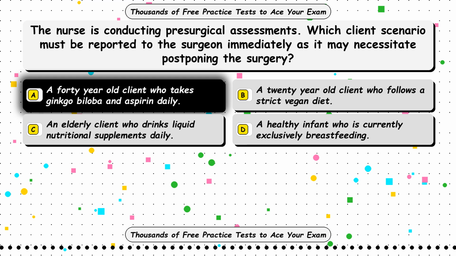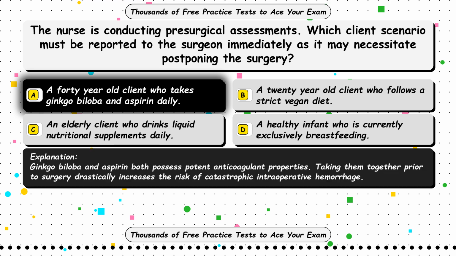The correct answer is option A. A 40-year-old client who takes ginkgo biloba and aspirin daily. Ginkgo biloba and aspirin both possess potent anticoagulant properties. Taking them together prior to surgery drastically increases the risk of catastrophic intraoperative hemorrhage.